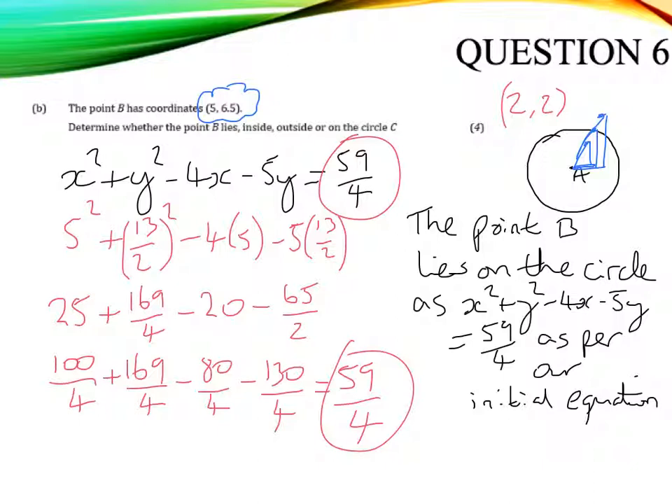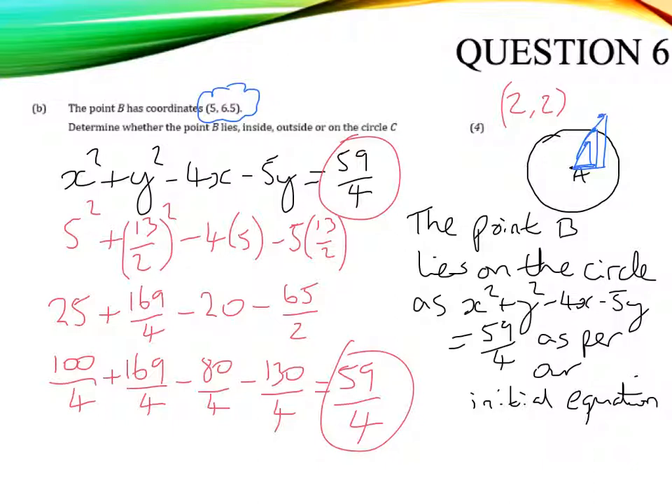Okay, so if you substitute those values in, then you'll see that at this point you get 4 plus 4, which is 8, minus 8, which is 0, minus 10. So you get minus 10 and not 59 over 4. You've got a number that's less than 59 over 4.